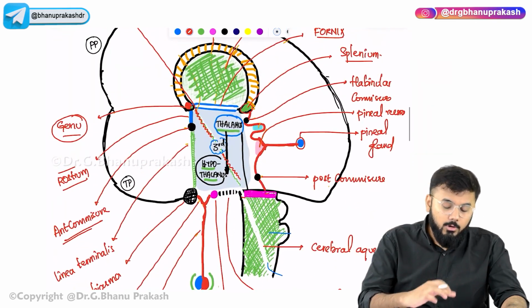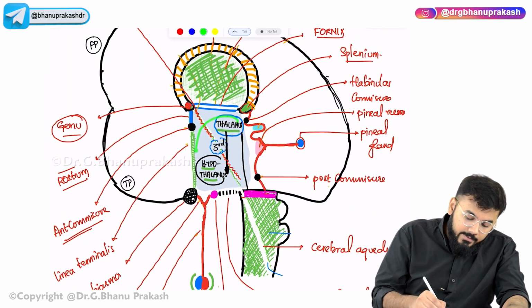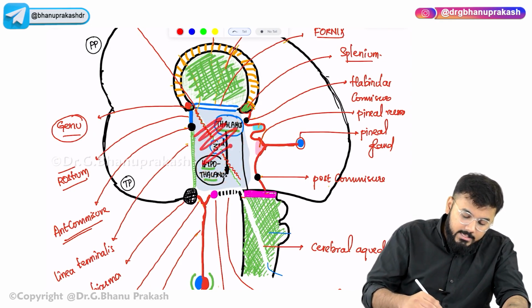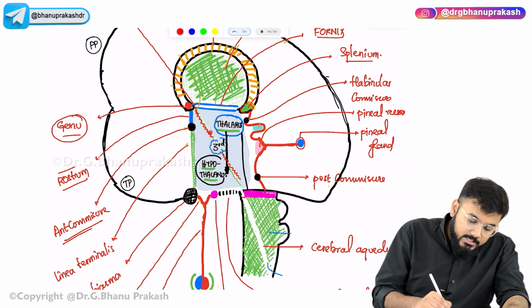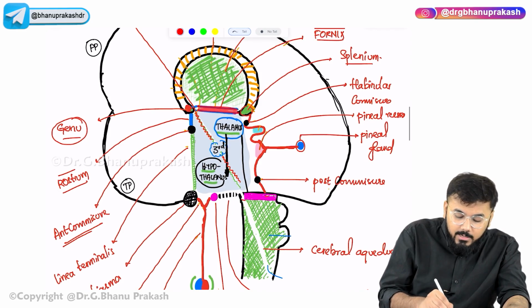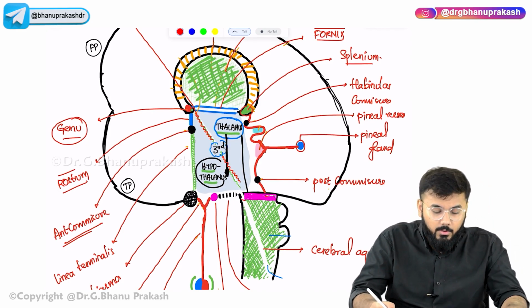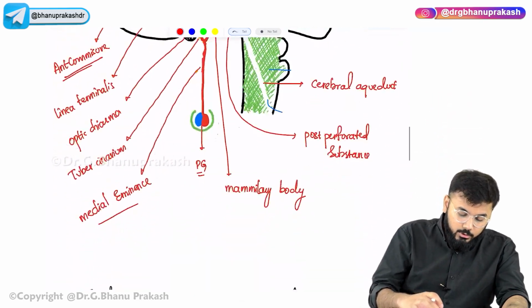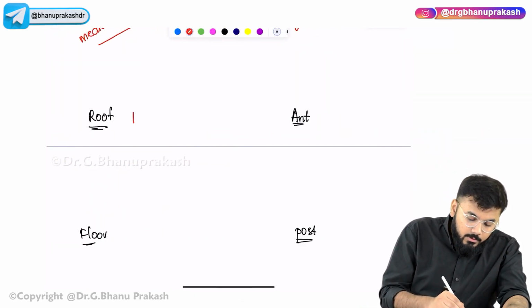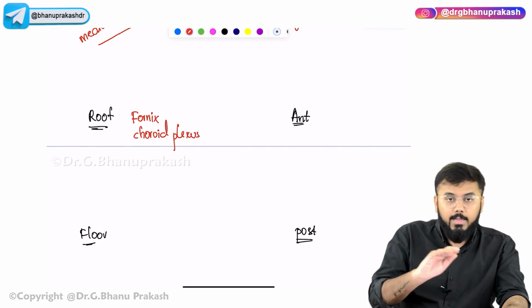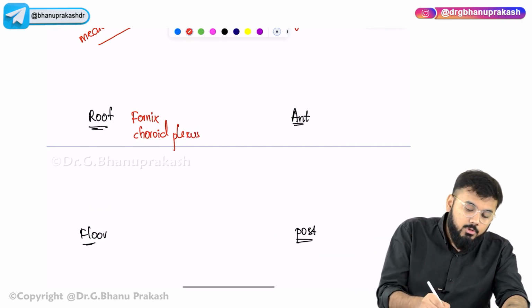If I ask what the roof of the third ventricle is made up of, see, this entire thing which I am highlighting now is your third ventricle. Roof means the top portion. The roof is made up of this structure called the fornix. Not only fornix, you also have another structure called the choroid plexus. So the roof is made up of fornix and choroid plexus. Done? Clear? Let us discuss the floor now.